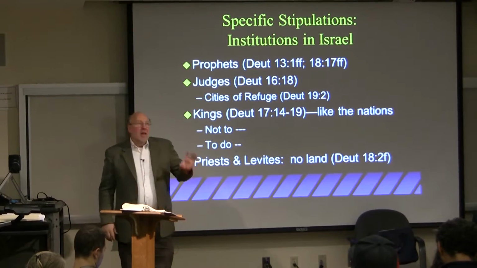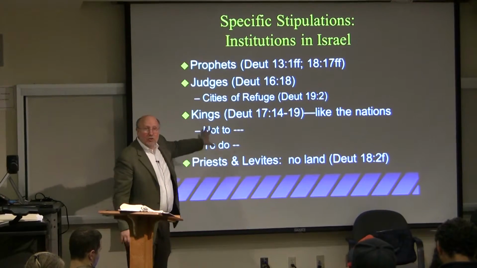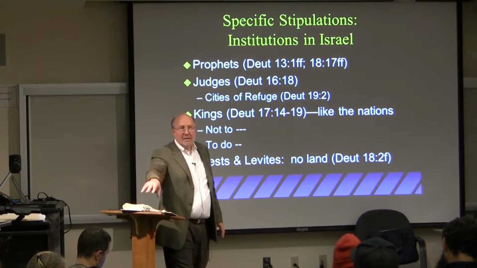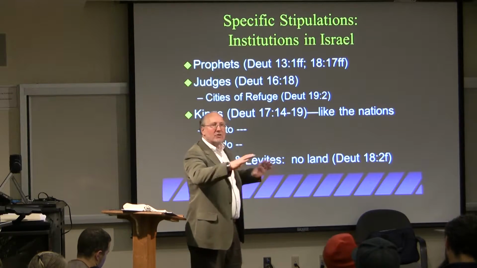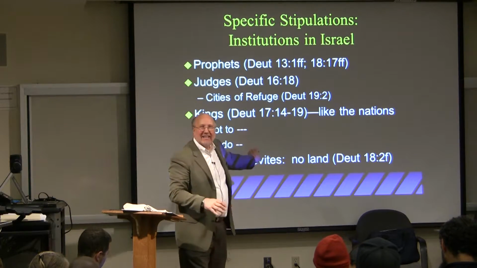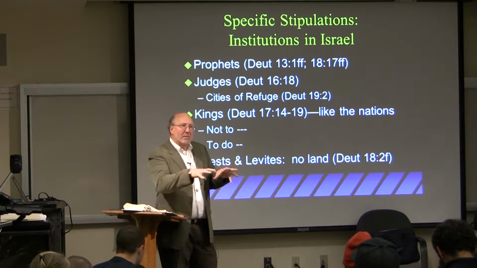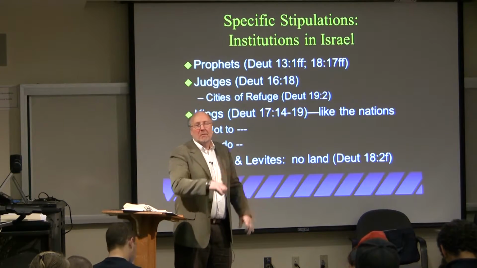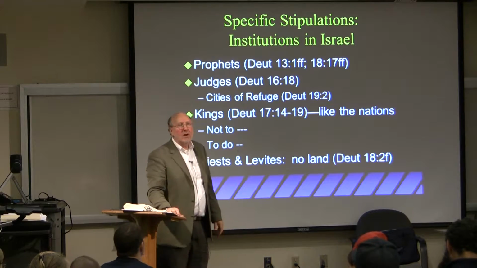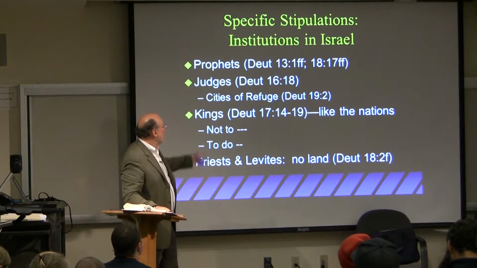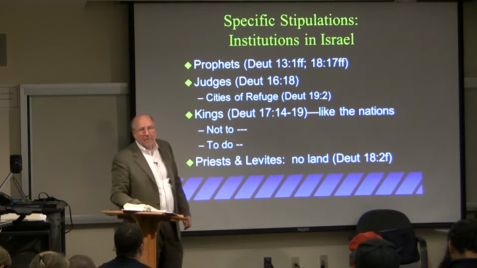So these are the major institutions that Moses sets up. He's on Mount Nebo. He can't go over into the Promised Land, so he sets up these institutions ahead of time. Do you see that the book of Deuteronomy is like a constitution? Setting up the institutions that will run the government for the next hundreds and hundreds of years. Moses sets that up, and these are the institutions he sets up.